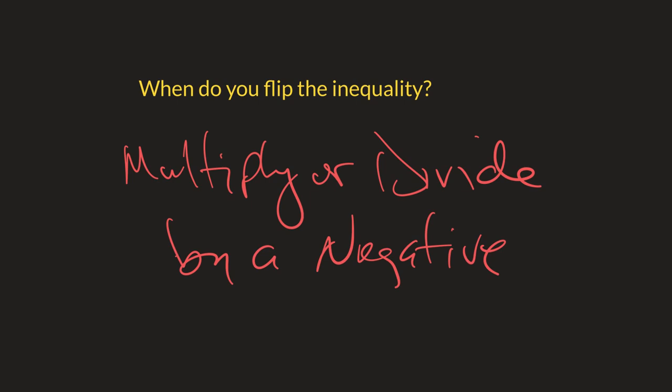Now, most of the time, we're going to solve these inequalities just like we do our equations. It's the same procedure, so to speak, but we've got to keep this multiply or divide by a negative thing in the back of our mind, saying, hey, did I ever do that? If I did, I'm going to flip it. Okay?